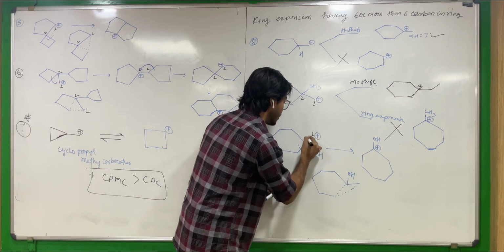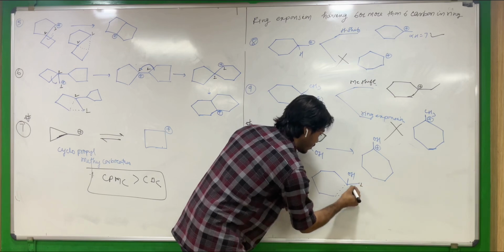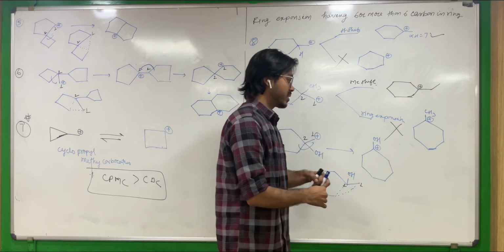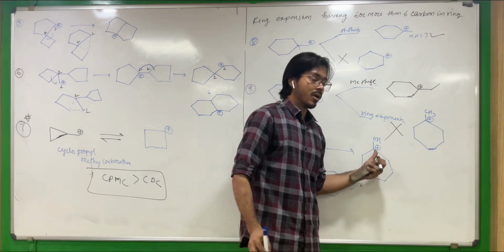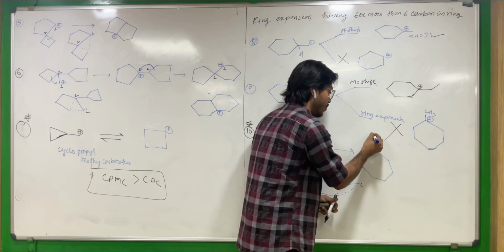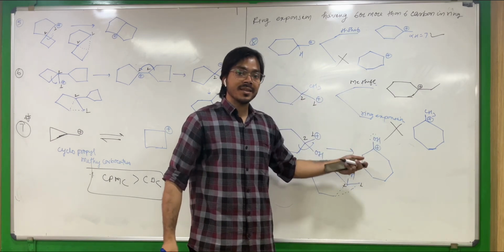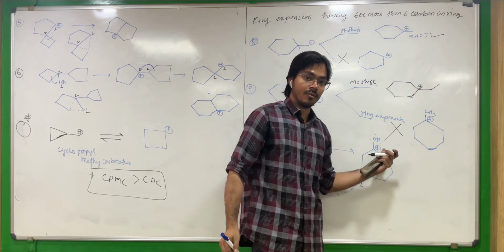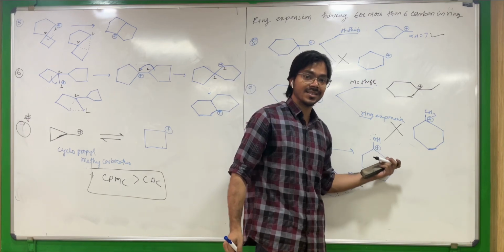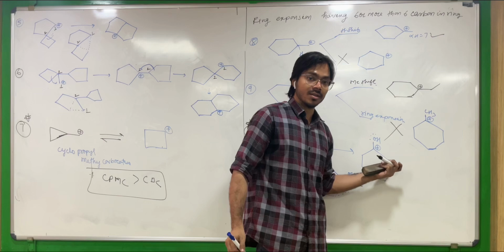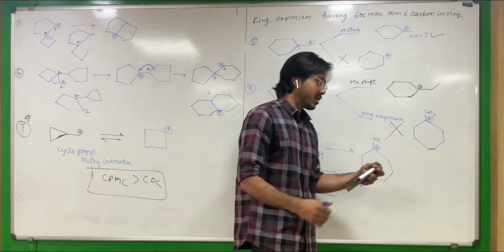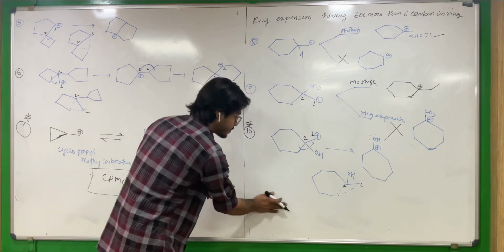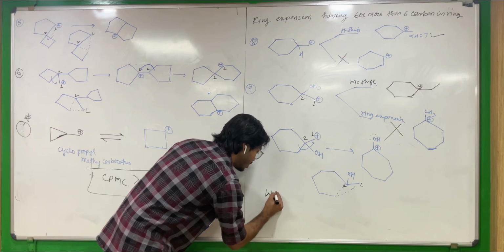This is carbon number 1, this is carbon number 2. So the positive charge will be present on carbon number 2, and it is getting stabilized by back bonding. So only when, after doing ring expansion, the carbocation is getting stabilized by back bonding, then only we do the ring expansion.